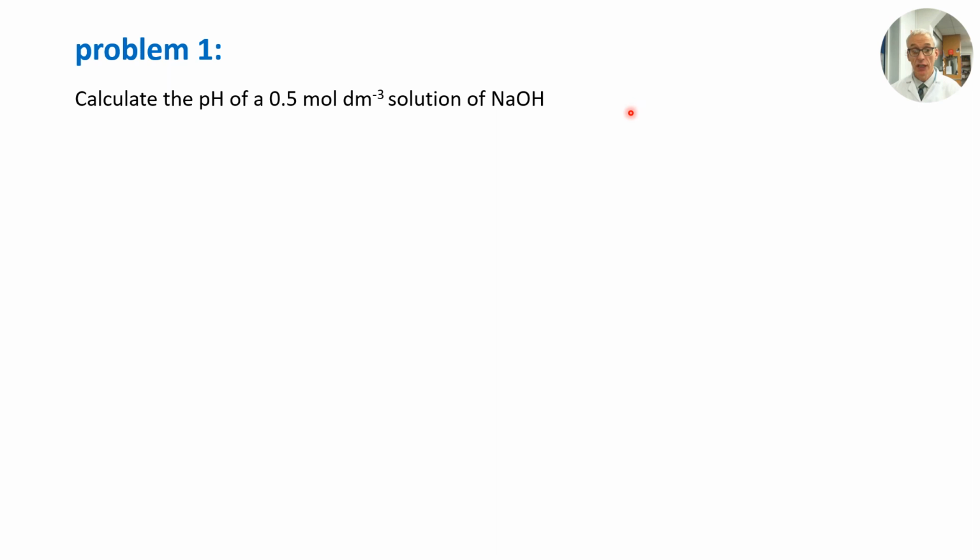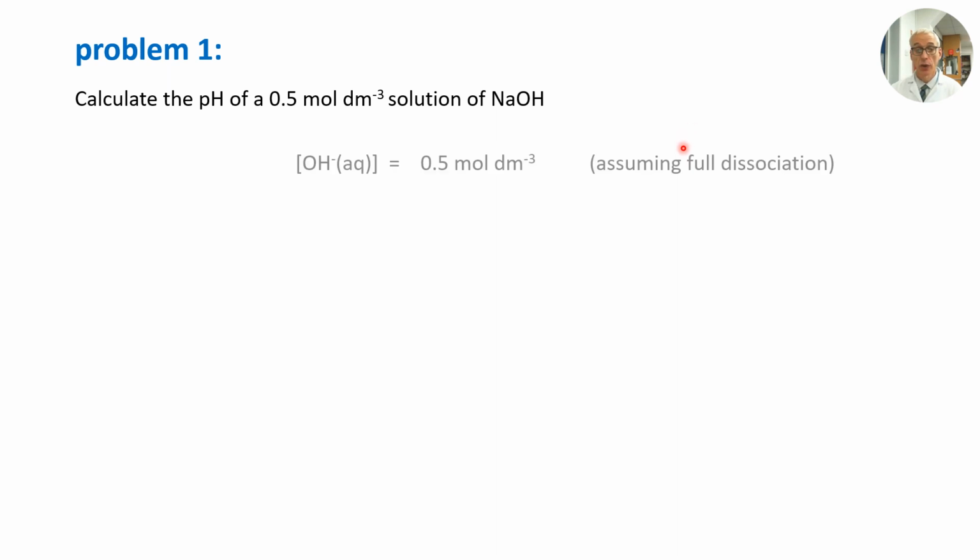Let's move on to giving you a problem straight away. Calculate the pH of a 0.5 mole per decimeter cubed solution of sodium hydroxide. Pause, calculate the pH, come back to check the answer and method.